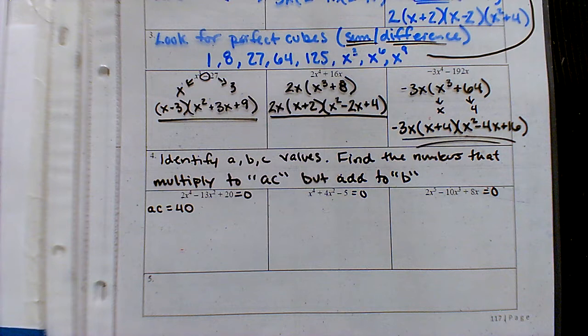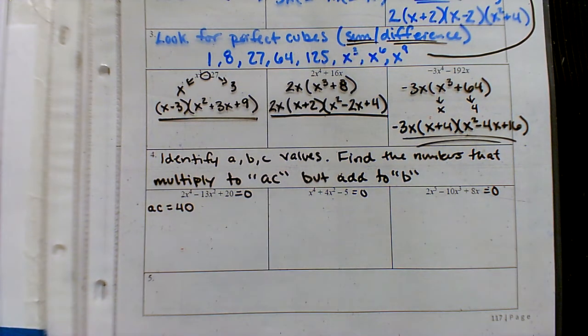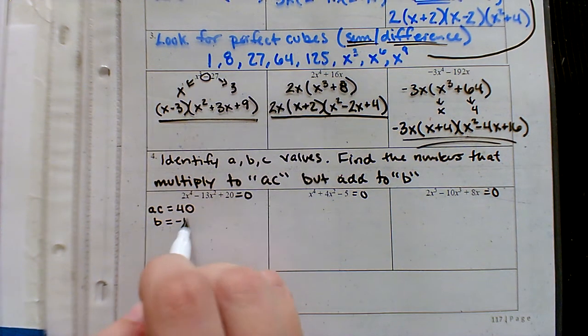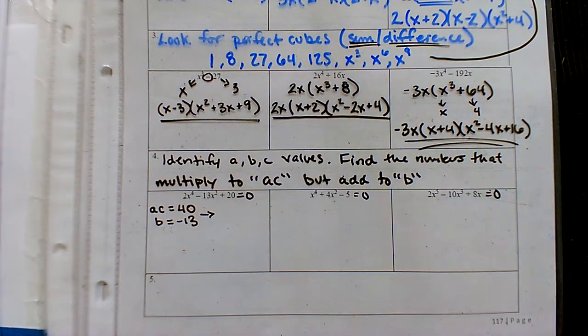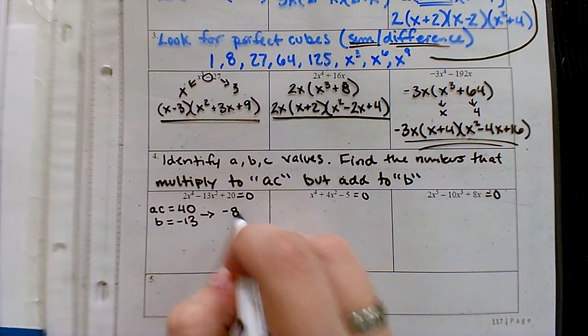Now, realistically, we know we should have at least tried to look for a GCF first, right? I kind of skipped over that because at first glance, there's nothing you can take out of a 2, a 13, and a 20. So I just ruled that one out. So we have no choice but to do 2 times 20, which would be 40. And we're going to have to add to a negative 13. So can we think of two numbers that multiply to 40 but add to a negative 13? Negative 8 and negative 5.